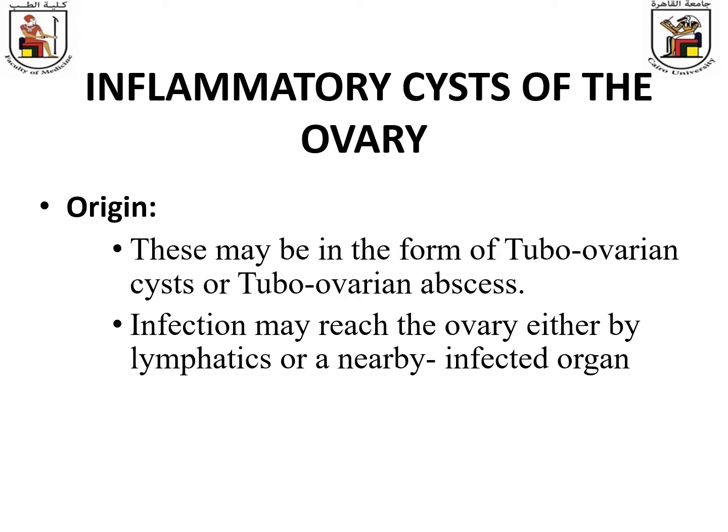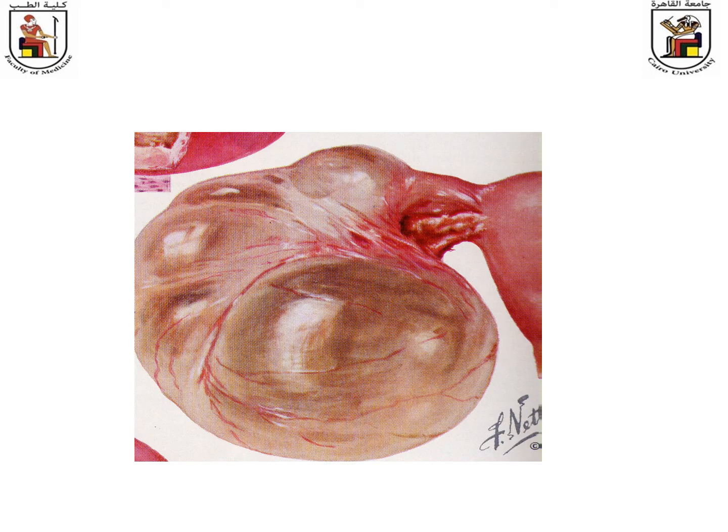Inflammatory cysts of the ovary usually happen in the form of a tubo-ovarian cyst or tubo-ovarian abscess, and the infection may reach the ovary either by lymphatics or from a nearby infected organ. And here you can see a diagram of an infected ovary and this elongated cystic structure filled with pus.